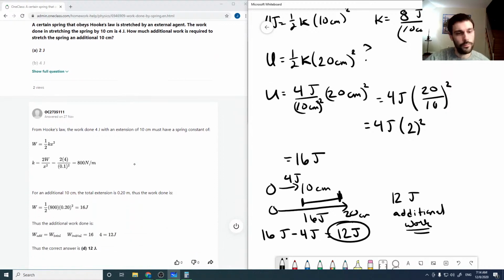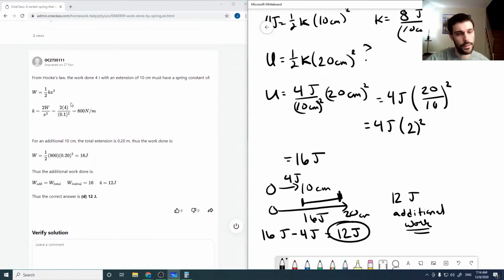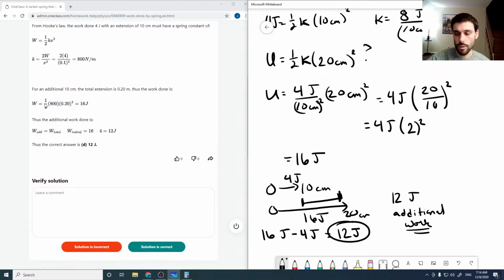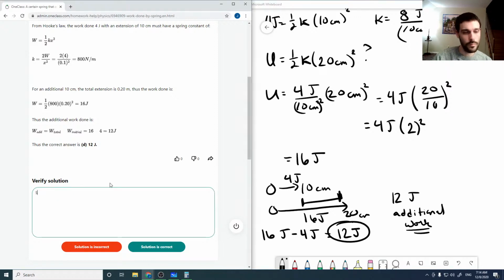So yeah, we could calculate the k and get an actual value, which is done in the solution here. And then we could just plug it in to get our total work to get to 20 centimeters, but then the additional work is just 16 minus the 4, sorry, which gives us our 12 joules. So that looks good.